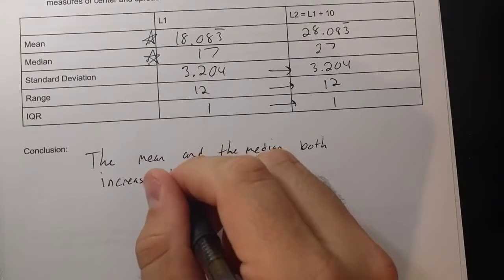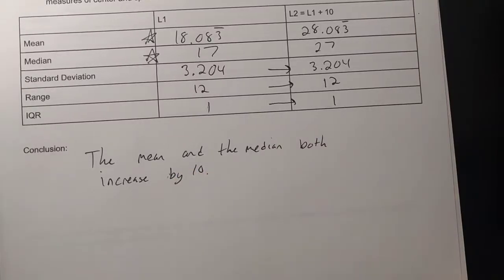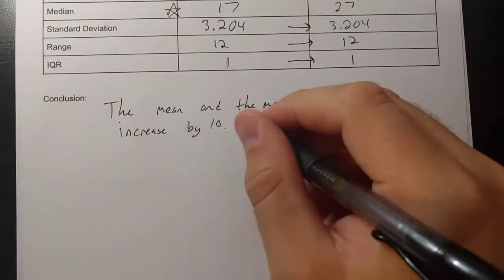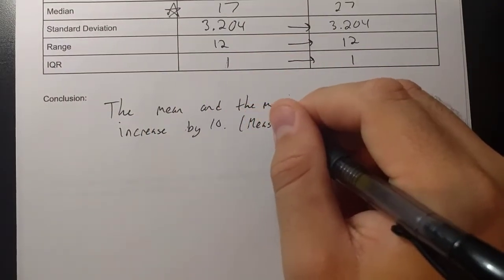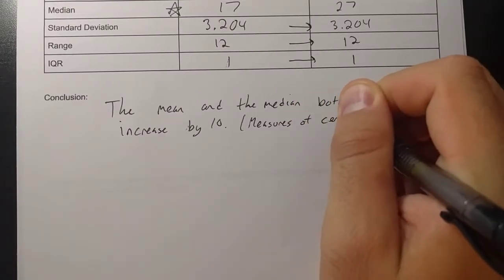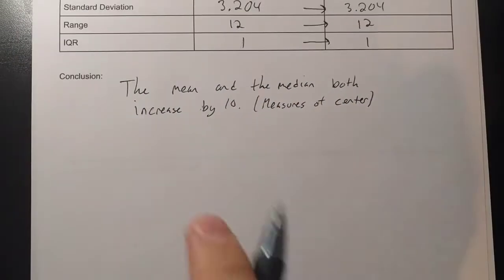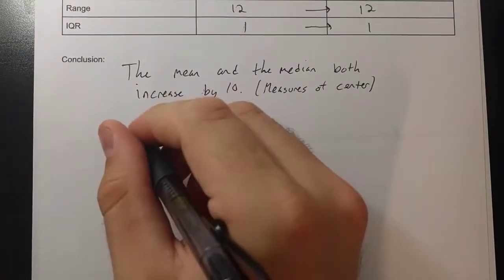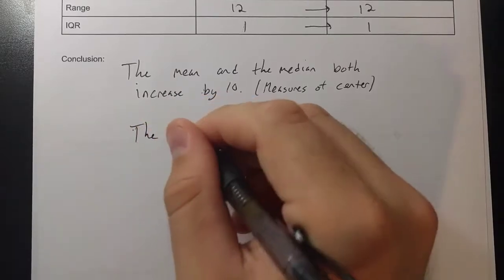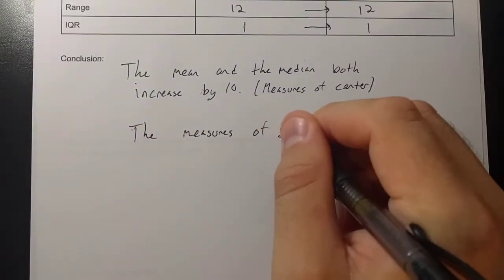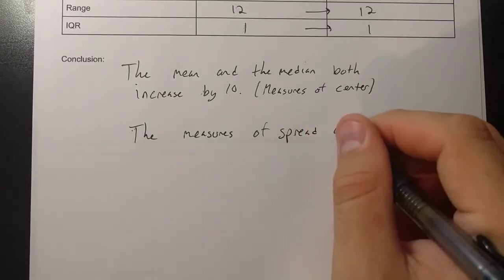And from there, you can essentially say whatever you add or subtract to the data set, the mean and median will follow. So that's the measures of central tendency. So measures of center are both affected by adding a constant. What's not affected? Spread and the shape, essentially, but the spread especially. The measures of spread are unaffected.